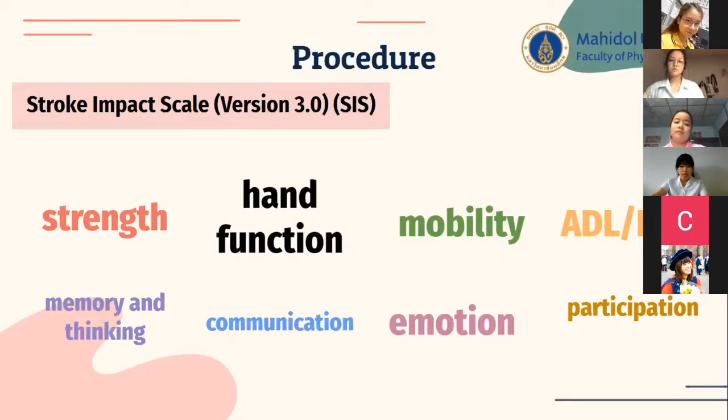The SIS 3.0 consists of 59 self-report assessment items relating to stroke outcome and was used to assess health-related quality of life. The SIS consists of 9 domains: strength, hand function, mobility, physical and instrumental activities of daily living, memory and thinking, communication, emotion, and social participation, where higher scores indicate a better health-related quality of life. For the last domain of the Thai SIS, participants were asked to rate their improvements from 0 to 100.